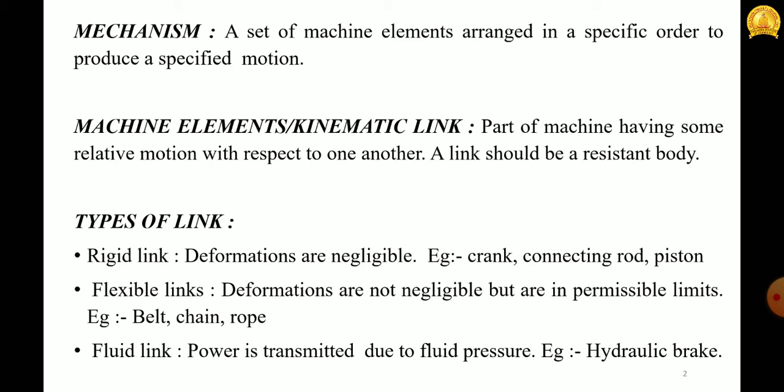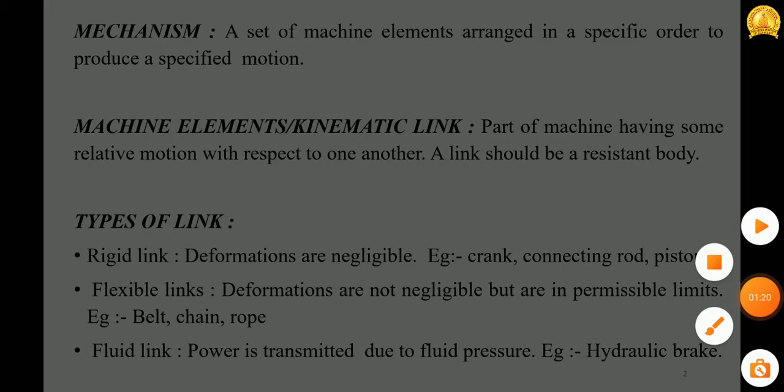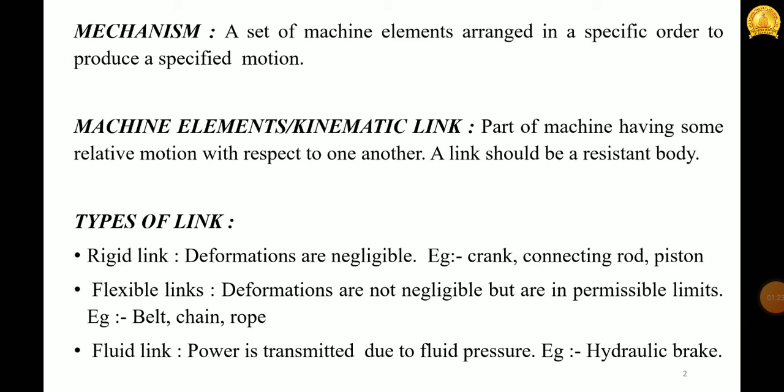Now, here we mention machine elements or kinematic link. A part of a machine having some relative motion with respect to one another is called a machine element or a kinematic link. A link should be a resistant body. So, what is a resistant body? It is a body which is not a rigid body but acts like a rigid body while functioning in the machine. In actual case, no body is a rigid body as there is always some kind of deformation while transmitting force.